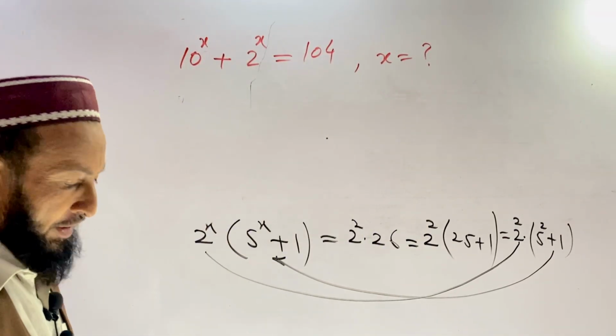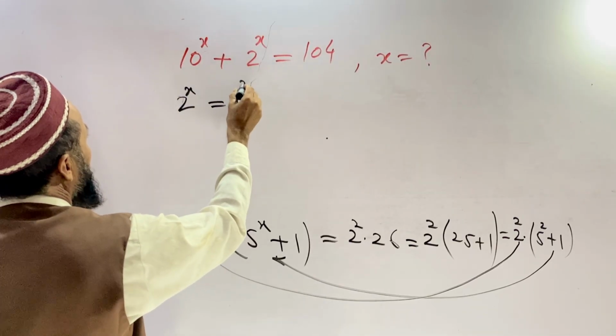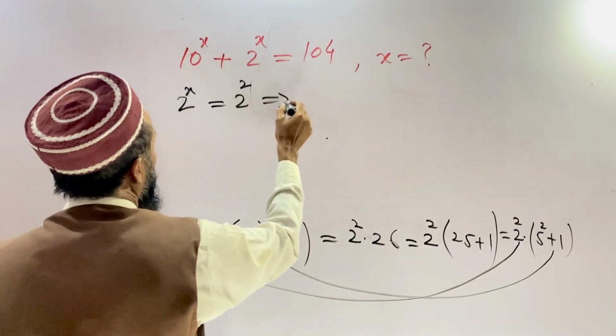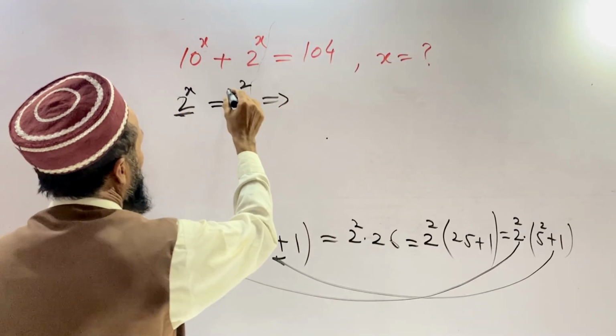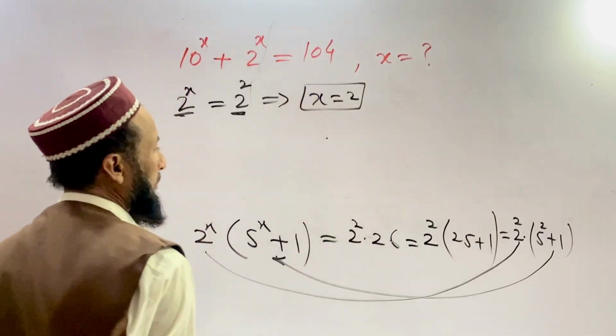We are comparing 2 exponent of x is equal to 2 square. The bases are the same, so we compare their exponents, and we get the value of x is equal to 2.